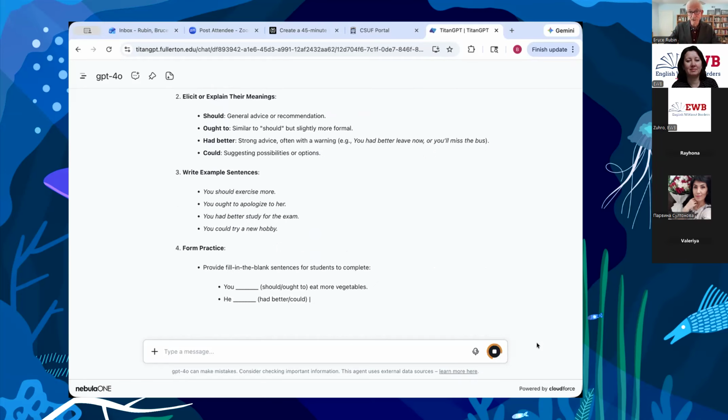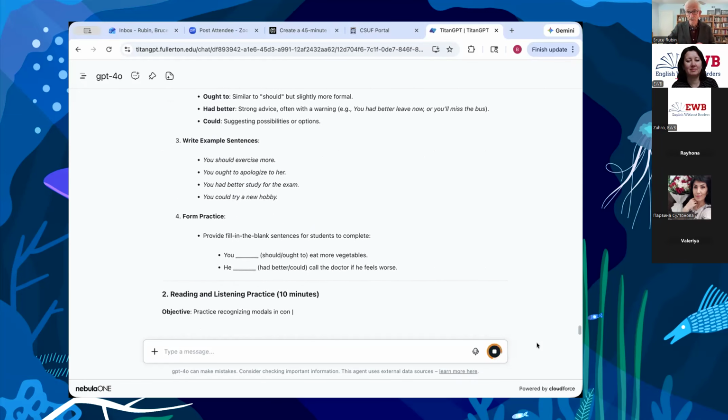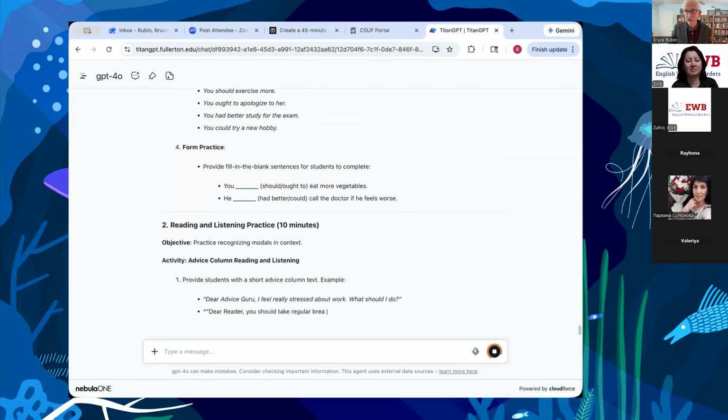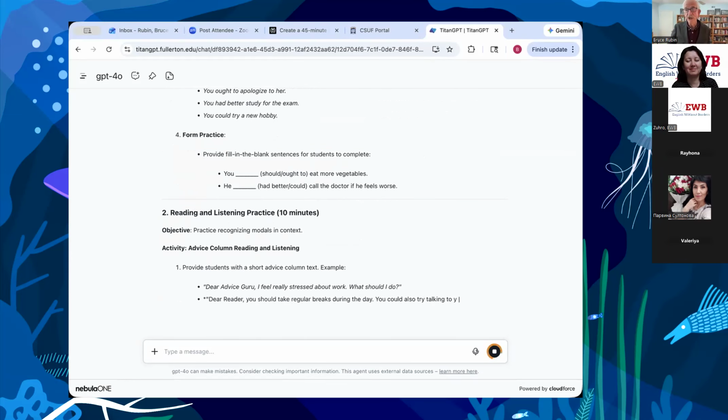Here's your fill in the blank that one of you mentioned before. I see, yeah, Nasiba says she uses Gemini for AI. Very good, thank you.